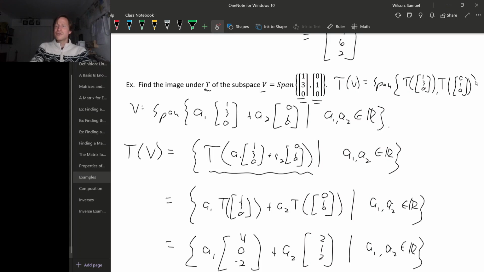So this is the sort of thing that you would expect, but this is actually only true because T is linear. If T weren't linear, this wouldn't necessarily be the case. But T is linear, and so the image of the span is the span of the images, and everything is easy.